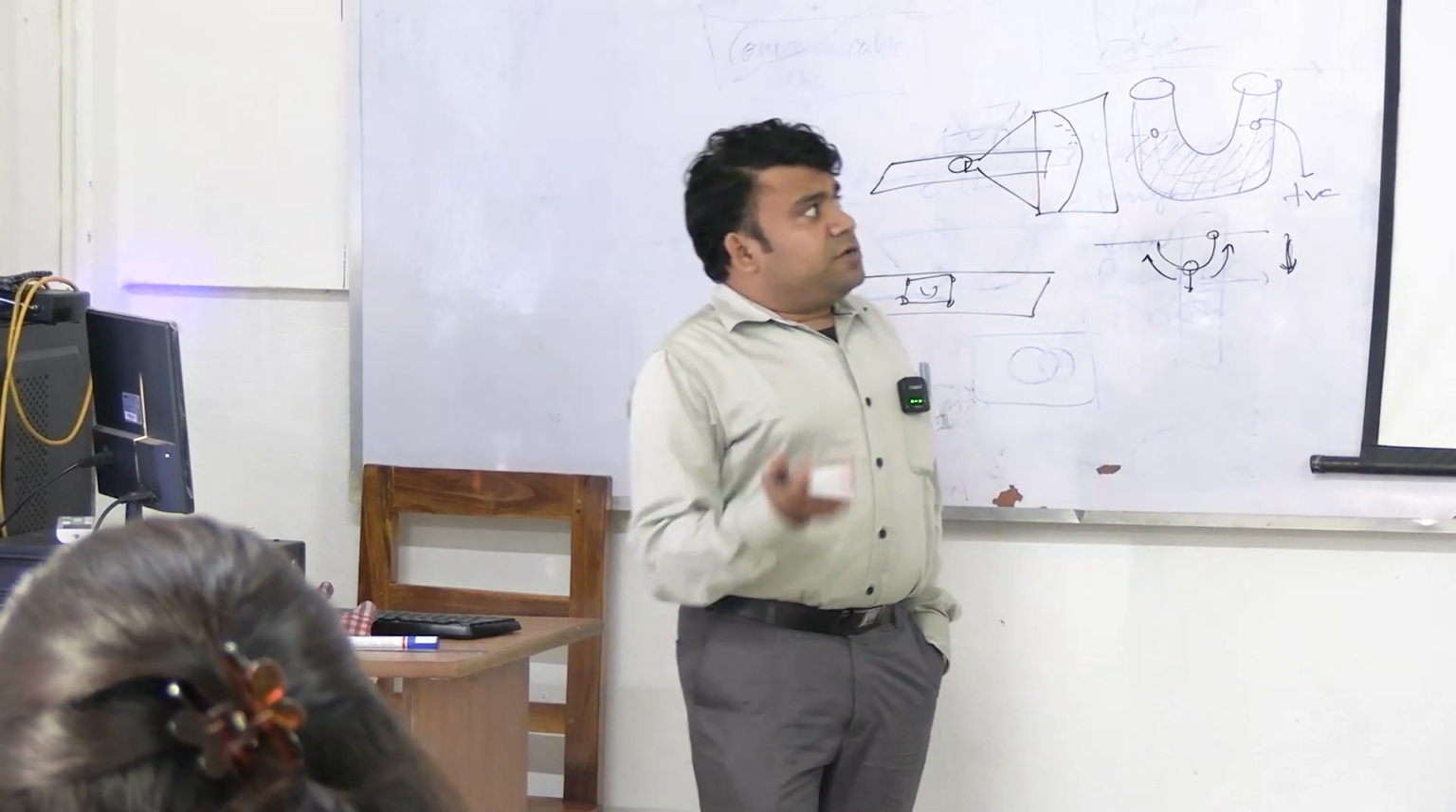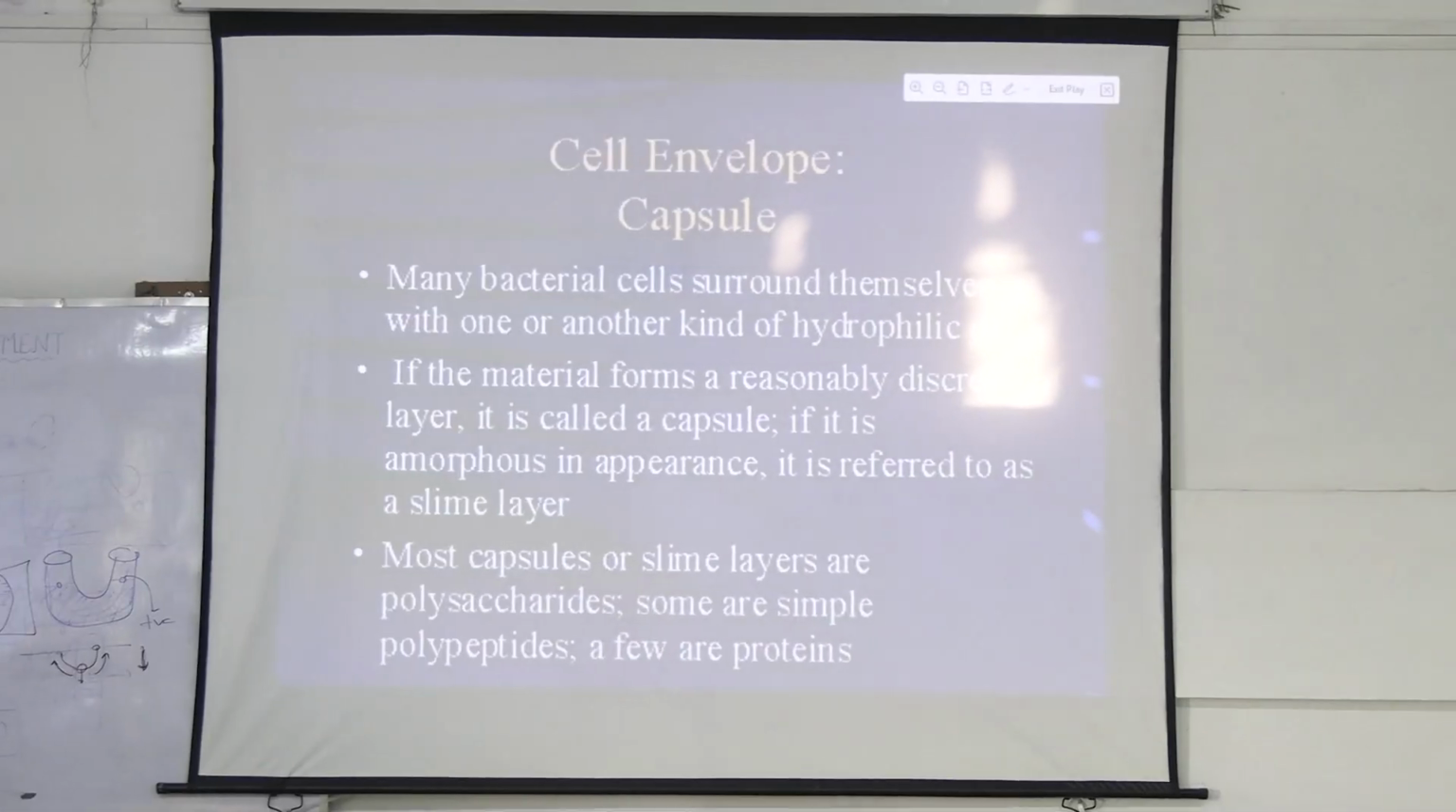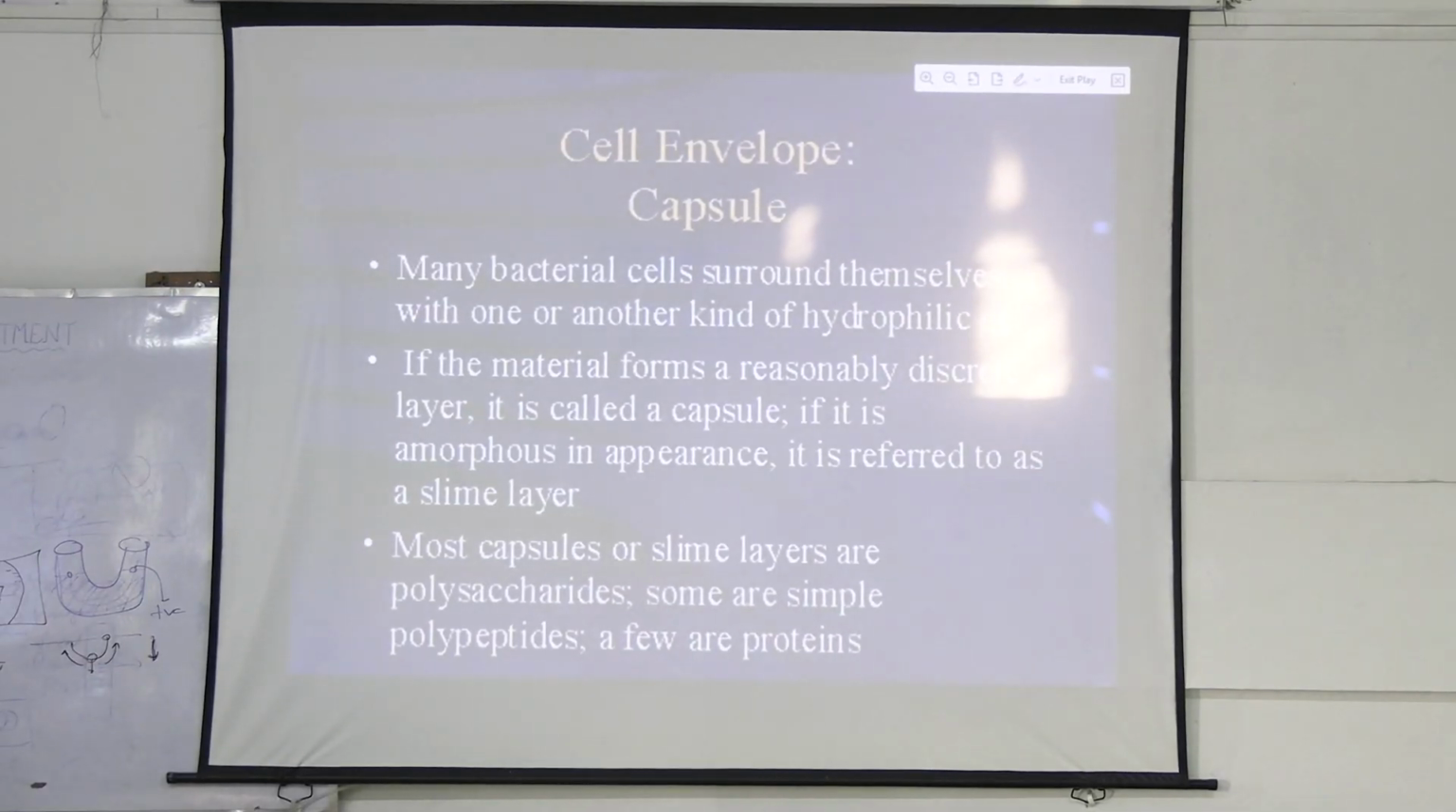Now, these are the structures that are present on the cell wall. There is another structure that is seen in some bacteria. It covers the whole cell of the bacteria. This is called the capsule. Now, what are the functions of a capsule?